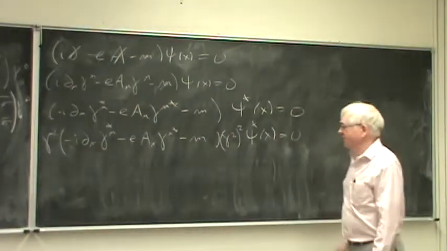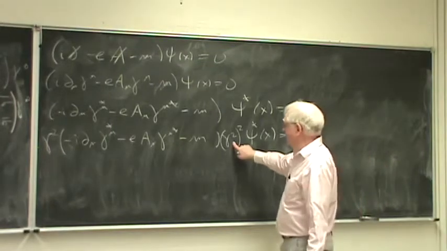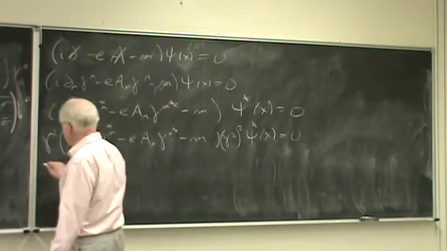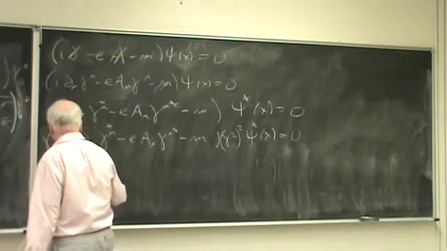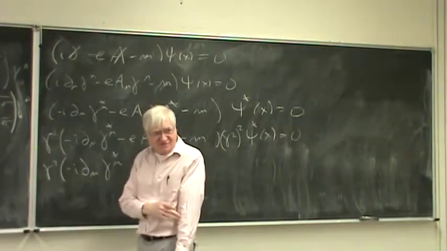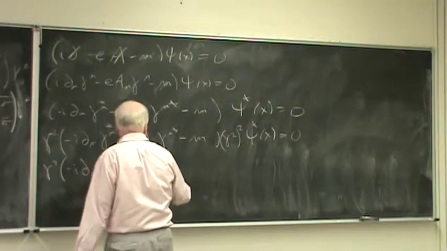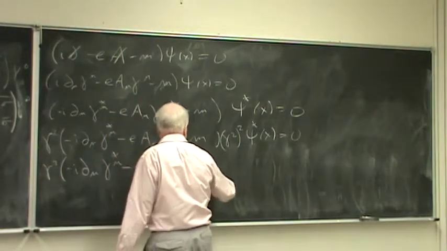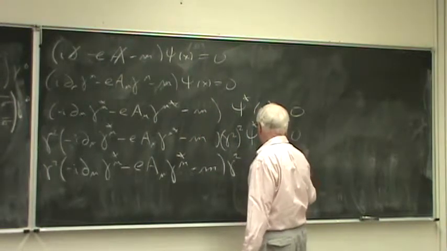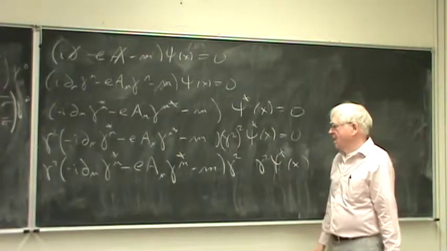Okay, so we have this equation. Now, I'm going to take one of these gamma 2's and associate it with psi star. And so I'm going to have then gamma 2 (minus i ∂_mu gamma^mu star. Notice the left arm is down, so you want to watch carefully. Minus e A_mu gamma^mu star minus m) gamma 2, and then gamma 2 psi star of x. Right. So I'm going to think of this as a unit.